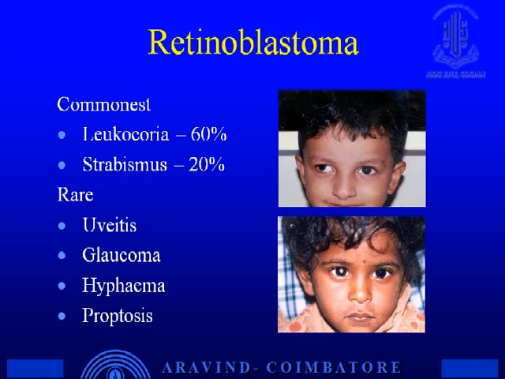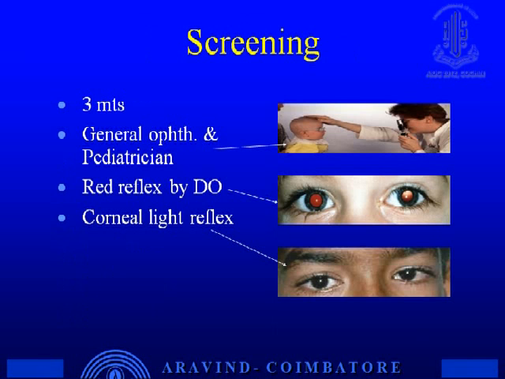Retinoblastoma is normally associated with leukocoria in 60% and strabismus in 20%. Rarely, it can also present with uveitis, glaucoma, hyphema, and proptosis. As far as screening is concerned, all the children should be screened at the age of 3 months, either by a general ophthalmologist or even a pediatrician, wherein using your direct ophthalmoscope, you should check for the red reflex, and also you should check for the corneal light reflex.